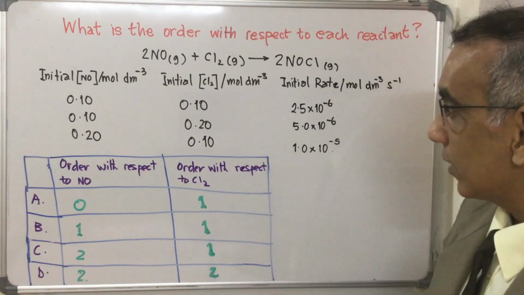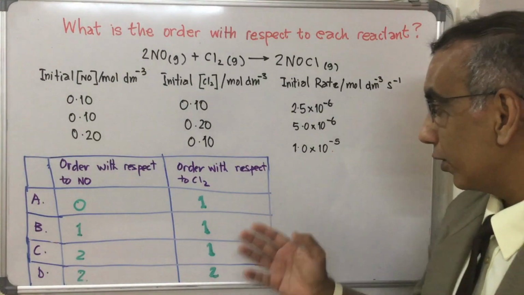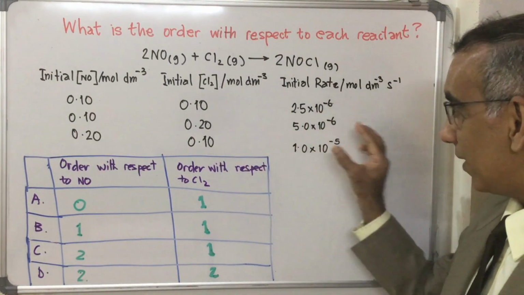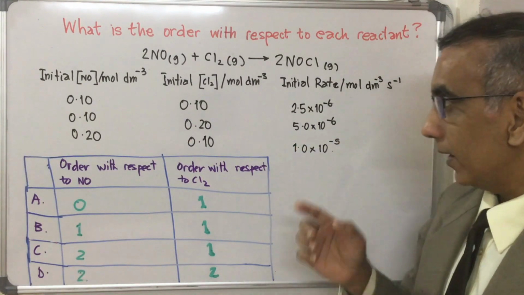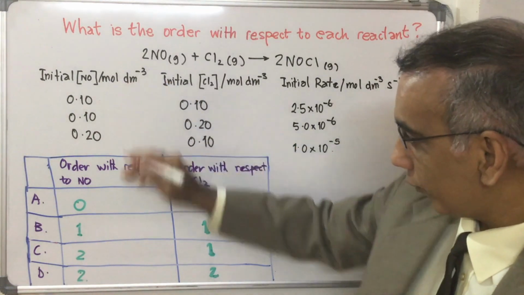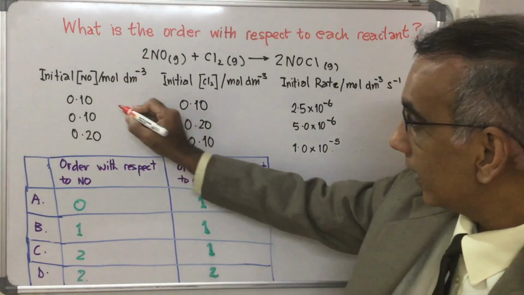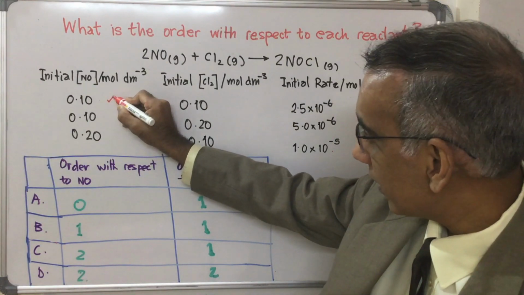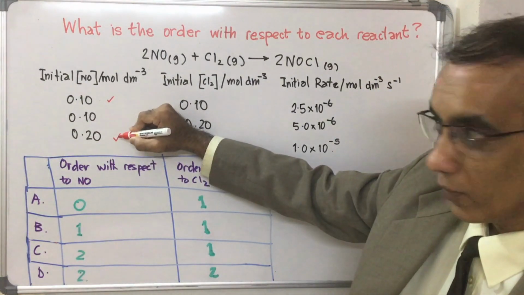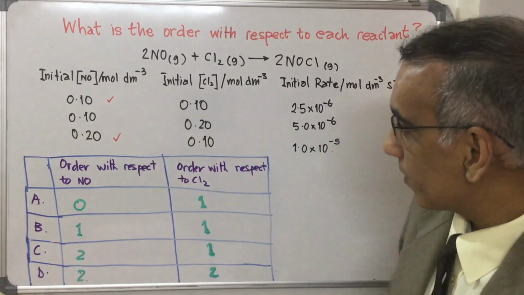But this question asks you, what's the order first with respect to NO, and then what's the order with respect to Cl2? So what we need to do is to examine this data in a certain way. And the way we need to do that is to look first at NO. If we're looking at the order with respect to NO, look here at this NO column. And we notice that here and here, you have a change in concentration. It's been doubled between experiment 1 and experiment 3.